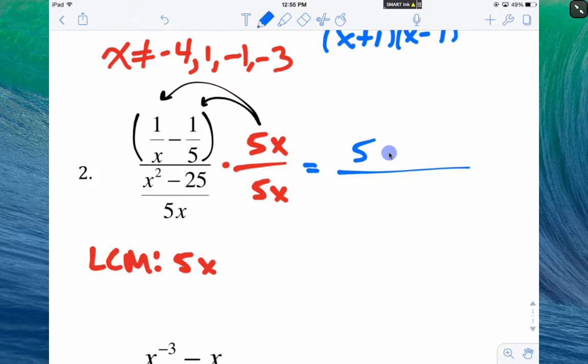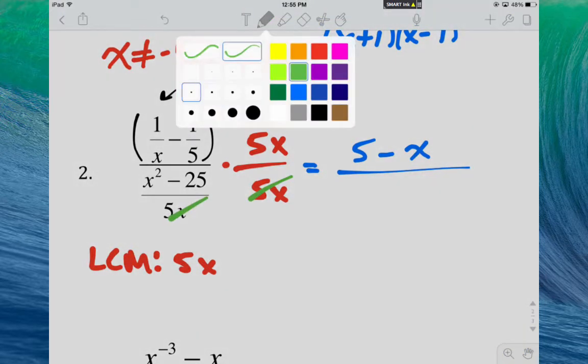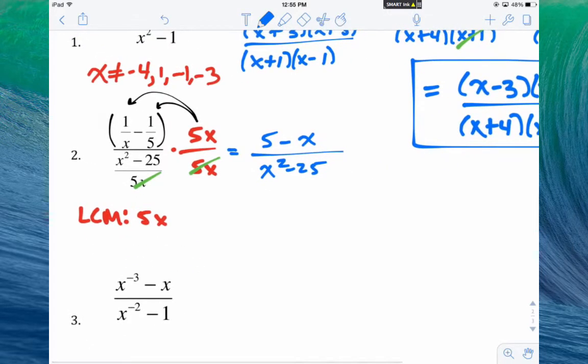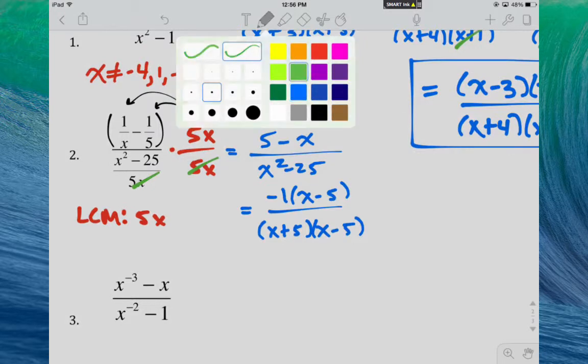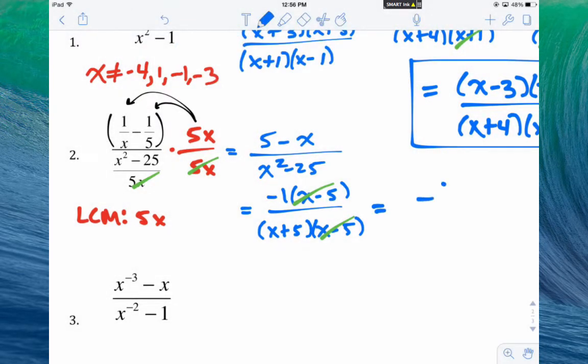So we're going to have 5 minus x as our numerator. And our denominator, well, this 5x and the 5x are going to simplify away. So we just get x squared minus 25. All right, and now let's look for some simplification opportunities. I think that denominator is going to factor as x plus 5 times the quantity of x minus 5. And the numerator, we can factor out a negative 1: negative 1 times the quantity of x minus 5. And so I do see a simplification opportunity. These x minus 5s will simplify to 1, and we are left with a final expression, negative 1 over the quantity of x plus 5.